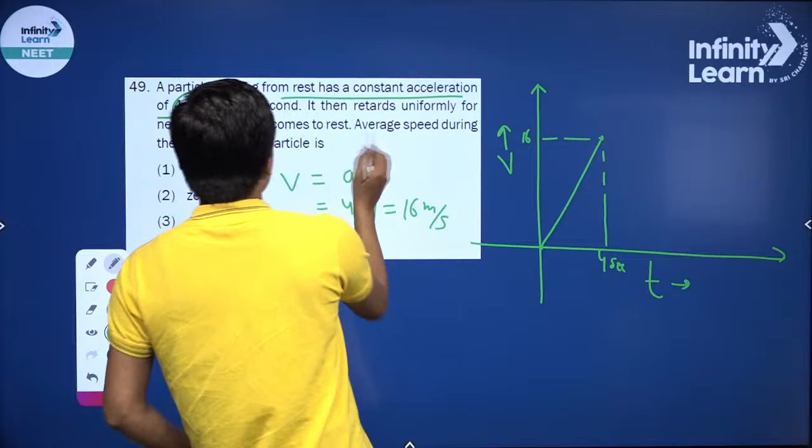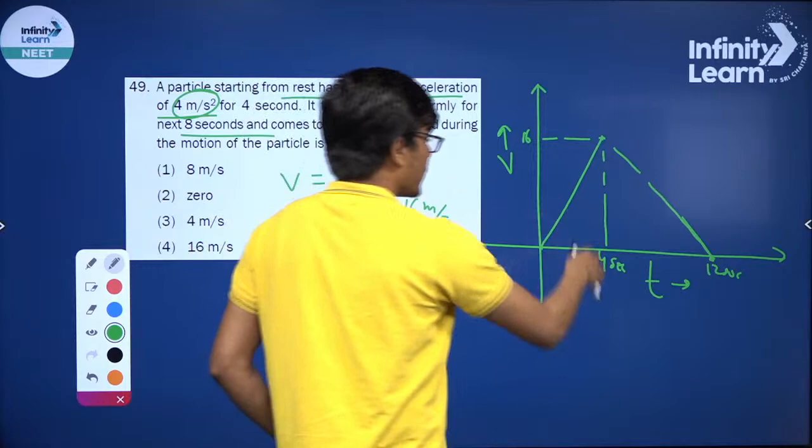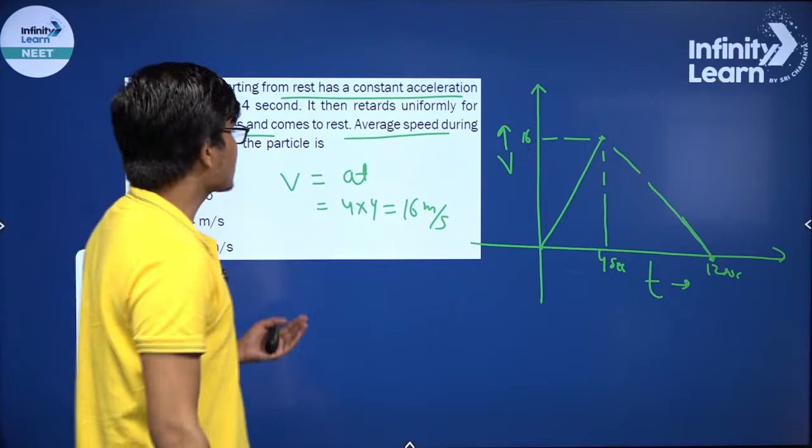Now in the next 8 seconds, the total is 12 seconds, right? This one is 8 seconds, and it comes to rest. Can you calculate it? What is asked in the question? The average speed. And average speed is basically the distance upon time. And how do we calculate the distance?